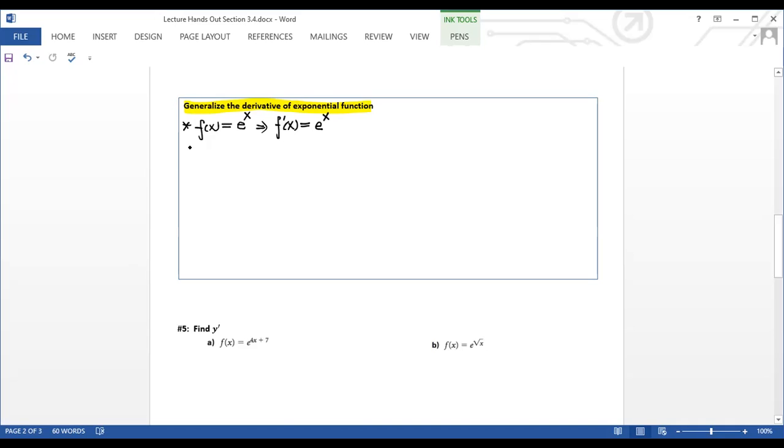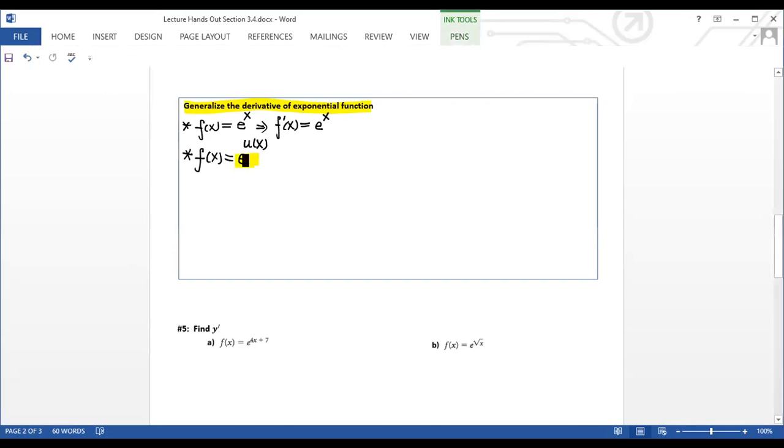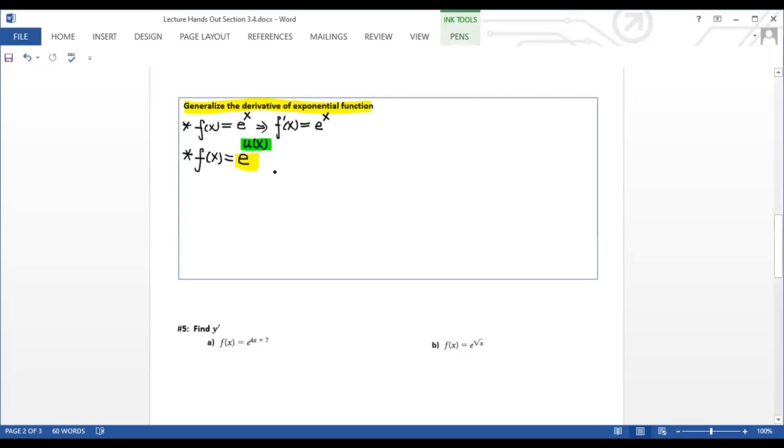Now if f of x is equal to e to the u of x, remember when we do the chain rule, the e is my first layer, and the u of x is my second layer. When we talk about the chain rule, it's like peeling the onion.